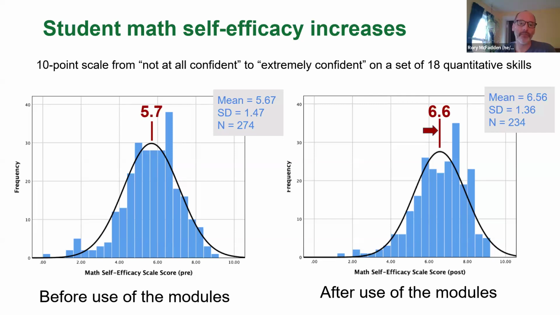So the students would rate how they would go from not at all confident, so a 0, to extremely confident, a 10, at doing that skill. And then we calculated a mean for each student. And these are the distributions of those students' scores on the pre-test on the left with a mean of 5.7, and on the post-test on the right with a mean of 6.6. So we see a significant improvement in their math self-efficacy using these attitudinal questions.